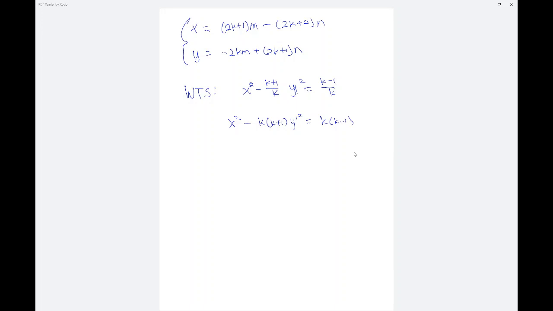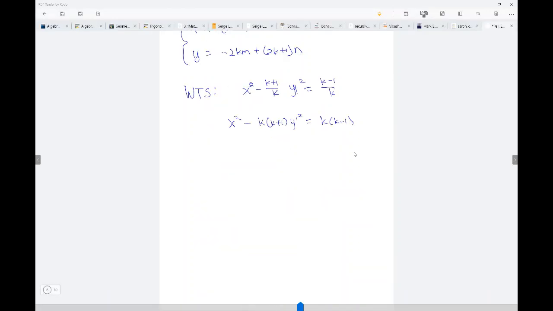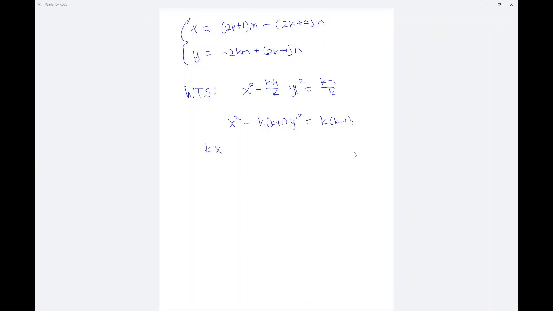So why is there no small solution to this equation here? The reason is that if you take this solution modulo k. Okay, well, let's write this back. Let's look at each of the three forms we have. So kx squared minus k plus 1 y squared equals k minus 1.